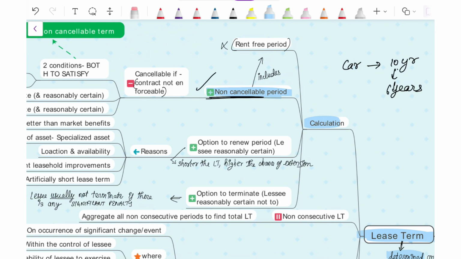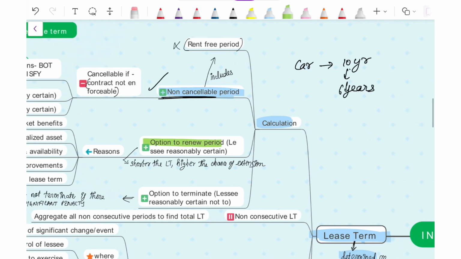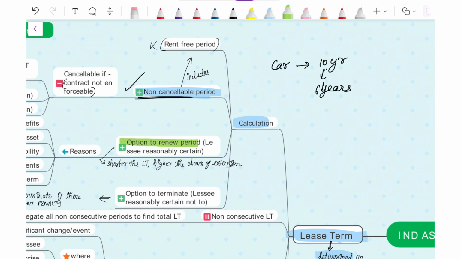Then if there is an option to renew the period, that means after 6 years, it is the option of the lessee whether he wants to continue for the next 4 years or not.